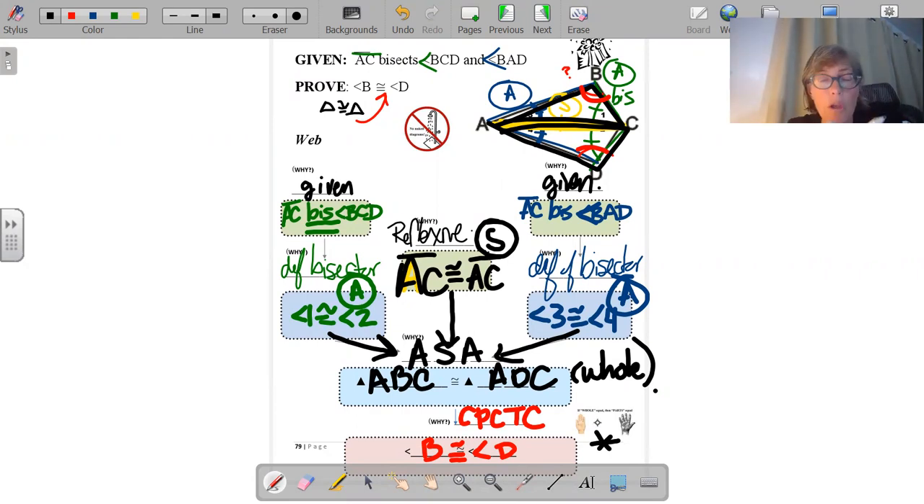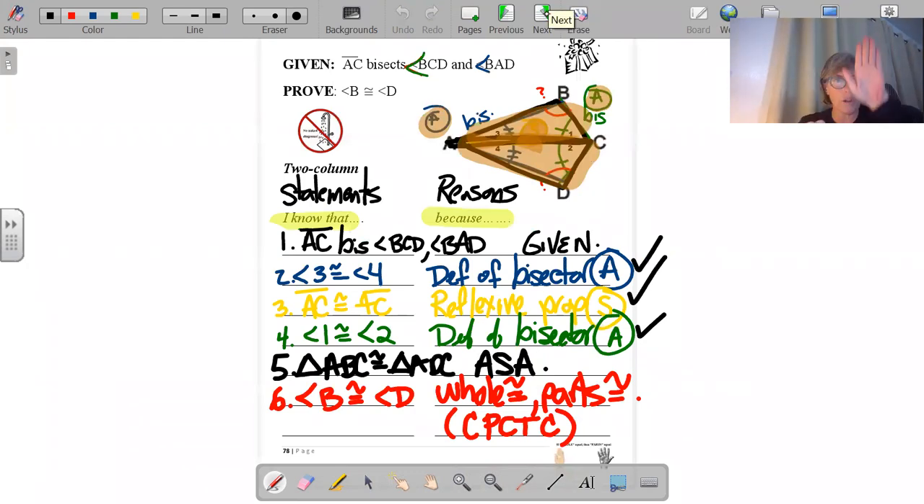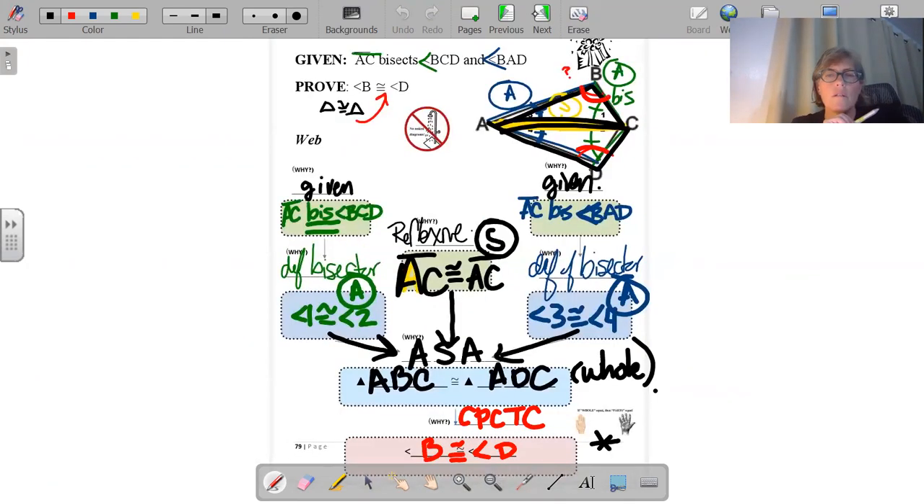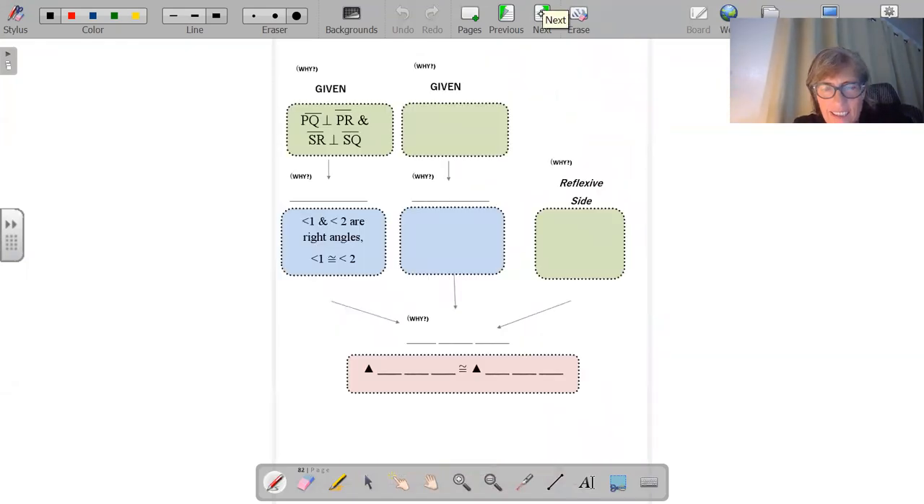We have done the same proof 3 different ways. The 3 different ways are narrative, just writing sentences, 2-column, I know that because, and something called webbing, which is the only one that shows how pieces fit together. Now, if I give you a completely blank proof, an empty page, you can choose which method makes most sense to you. The next 2 proofs, because they're not blank, I'm going to force you to go through webbing because I think it's the most unfamiliar style.